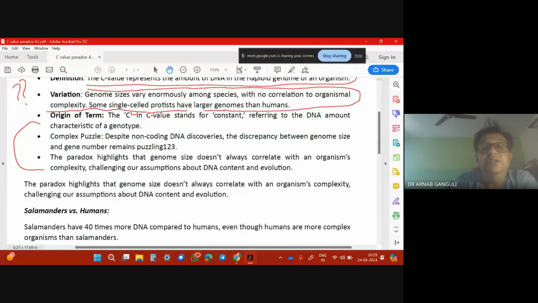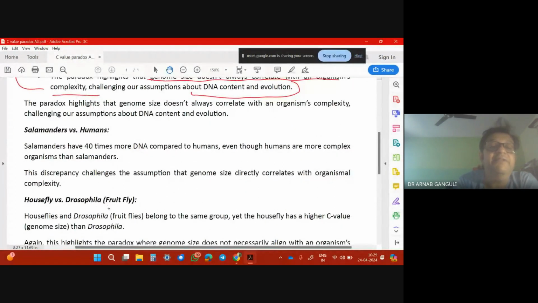Genome size does not correlate with an organism's complexity. So it's a challenge about DNA content and evolution. So you cannot draw a parallelism. For example, salamanders have 40 times more DNA compared to humans, even though humans are more complex organisms than salamanders. There is no correlation, some have more, some have less. And so this ends the C value paradox.